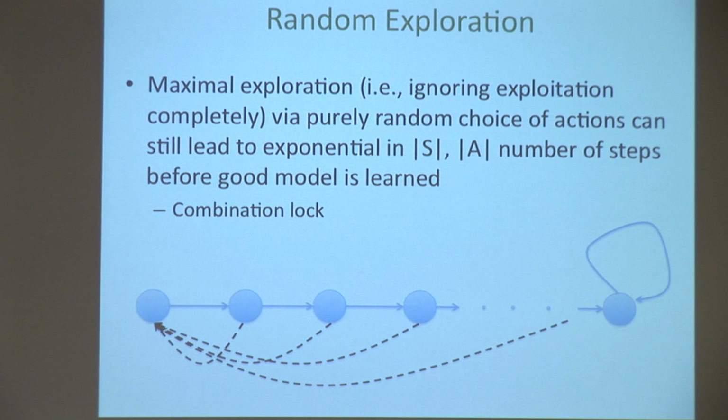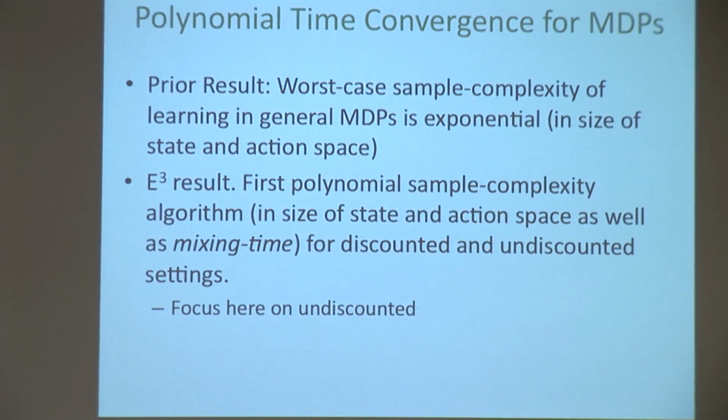And basically, let me give you the next idea, which I'm going to talk about. It's called E cubed. We showed a result that basically goes like this. It's a PAC-style result: you can learn in time polynomial in the size of state space and action, as well as something else, which we call the mixing time. Polynomial in all of these three quantities, you can learn near optimal policies for discounted and undiscounted settings. I'm going to focus on the undiscounted setting in this conversation.